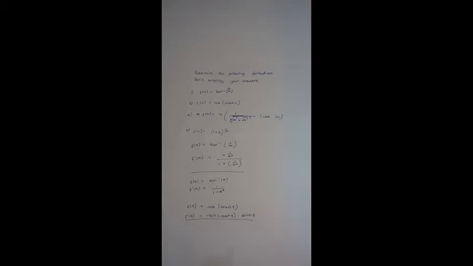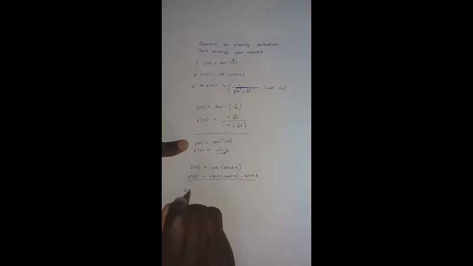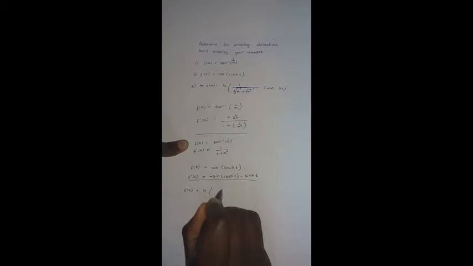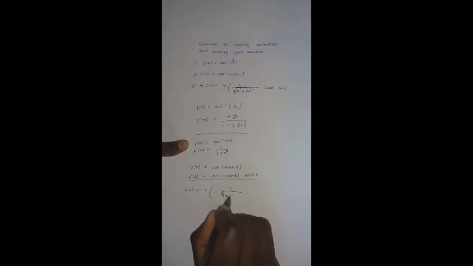And then the next one, f of x is equal to ln of 1 over the cube root of x plus root x.